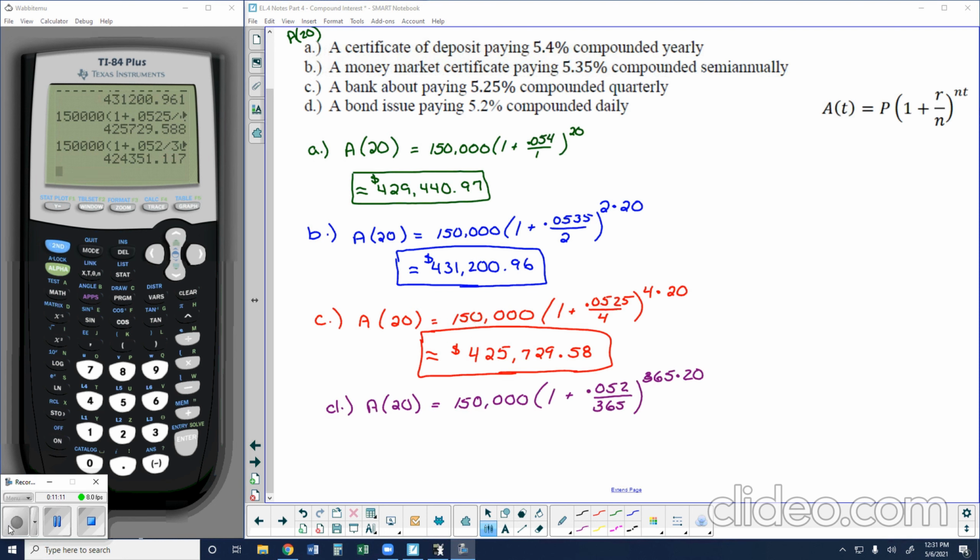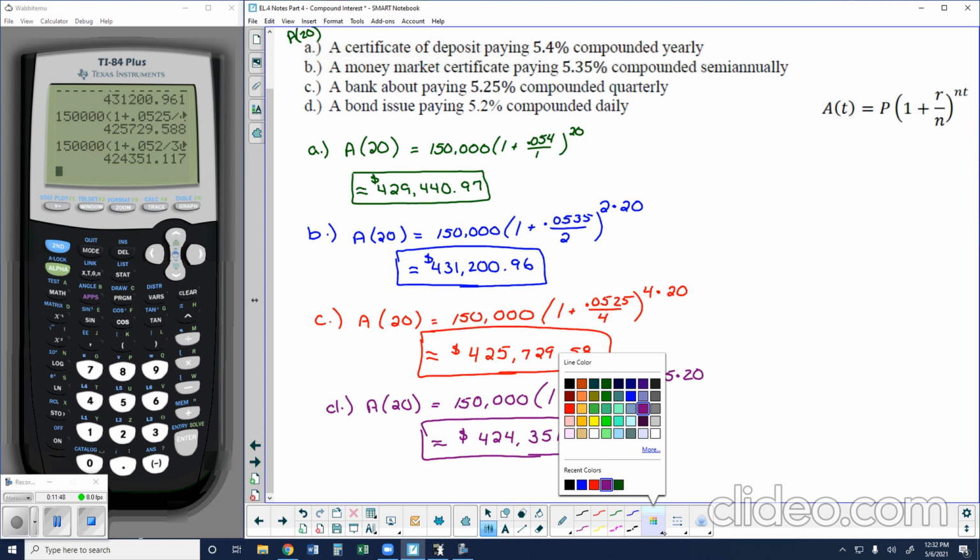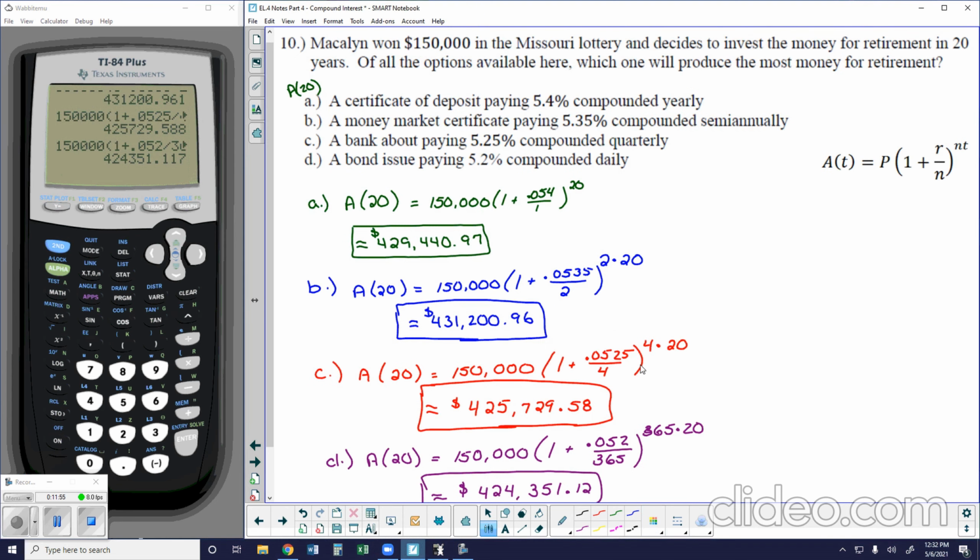So hopefully you've taken a look at D at this point. We notice again that the principal stays the same. The time domain stays the same. What has changed is our interest rate is now 5.2% compounded daily. So N is now 365 and our rate is 0.052. And as I input that value into the calculator, I get the total account value of $424,351.12. So out of these, which would be the best total offering? The investment into the money market certificate.